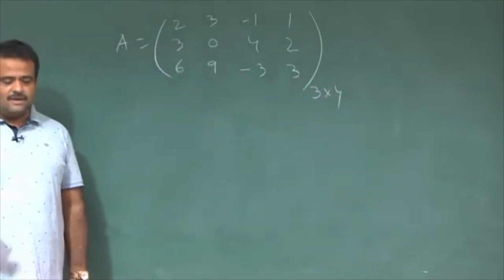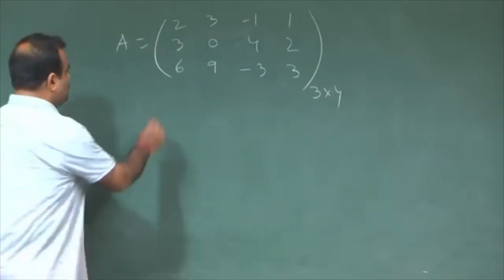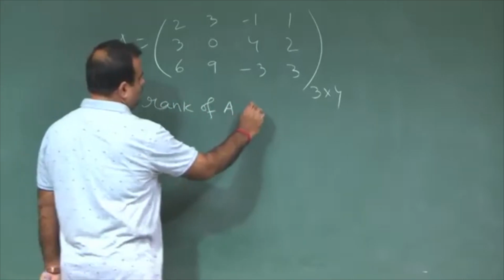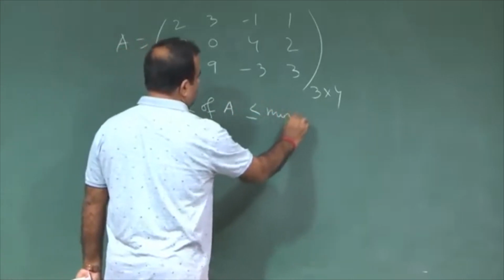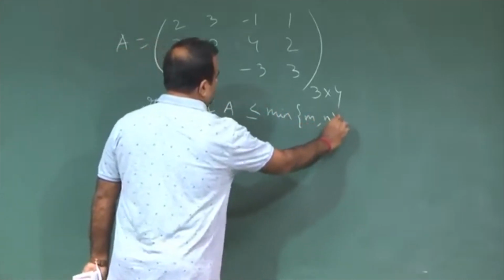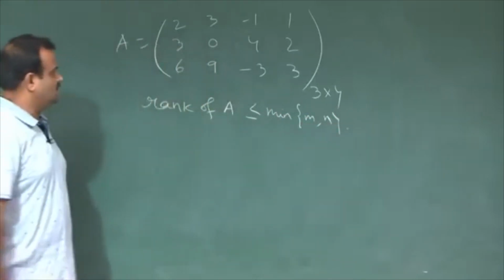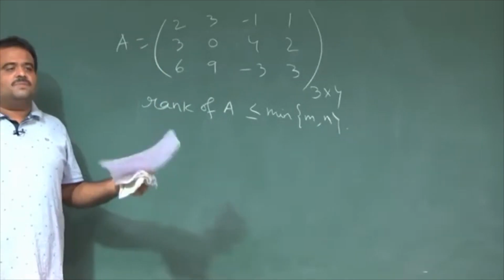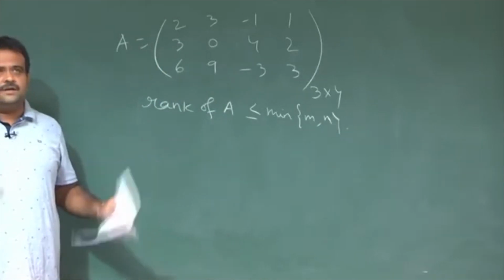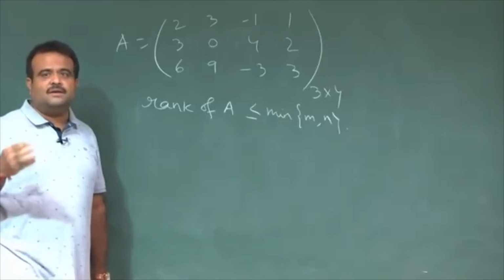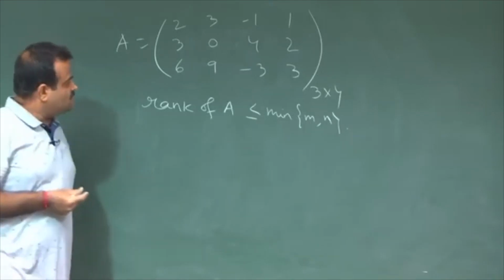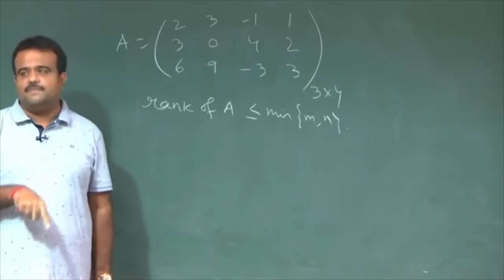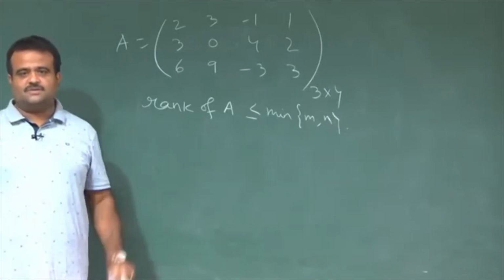So, definitely the rank of A is always less than or equal to the minimum of m comma n, if it is an m by n matrix, because we need to take a submatrix whose minor is not equal to 0. So, we cannot have a submatrix of size more than m or more than n, because that has to be a square matrix. The submatrix has to be a square matrix.